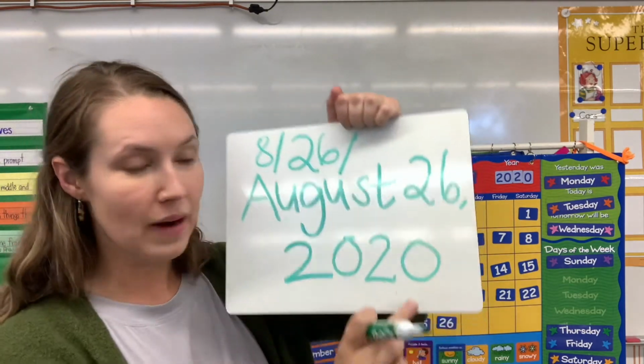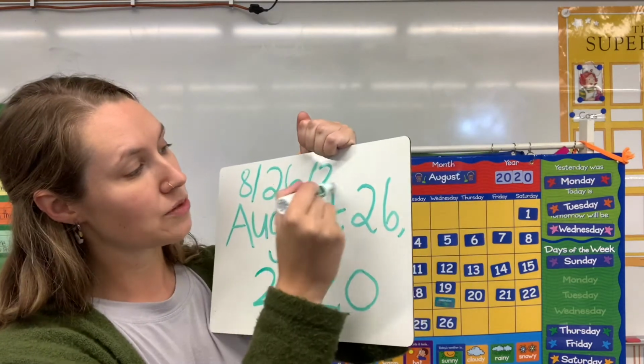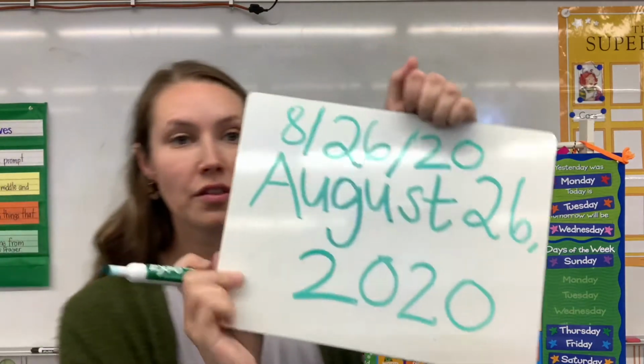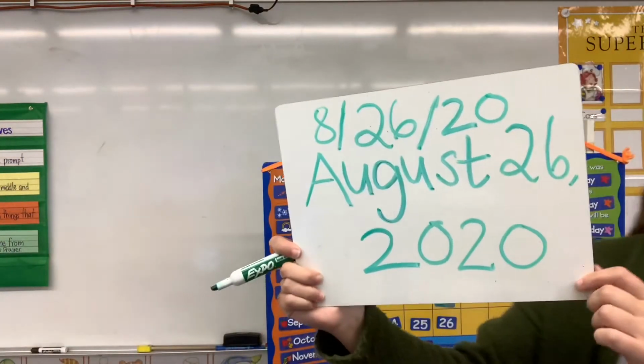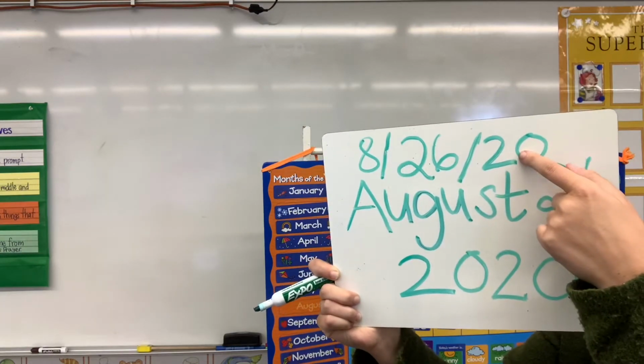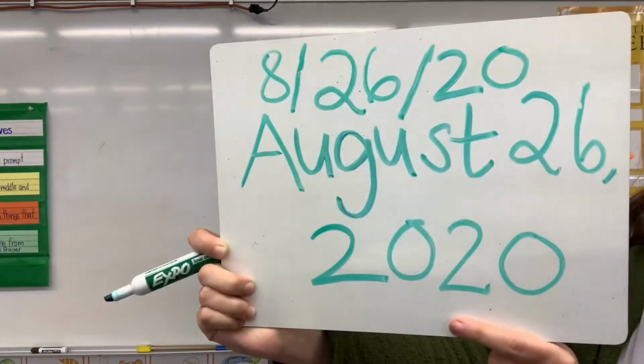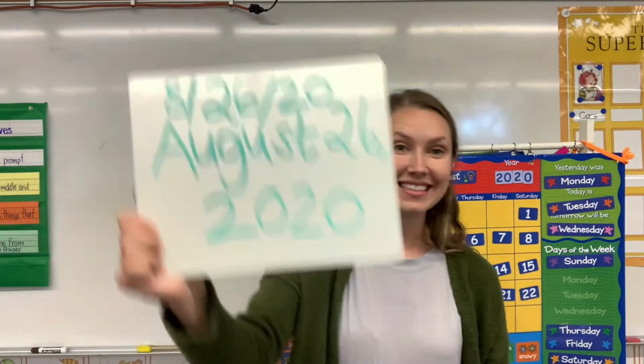And then we need to write the 20 to show what year it is. It is 2020. So these are the 2 ways you could write the date for today. 8/26/20, which tells us it's August 26th, 2020. So today, when you need to write the date on your work, this is how you can do it.